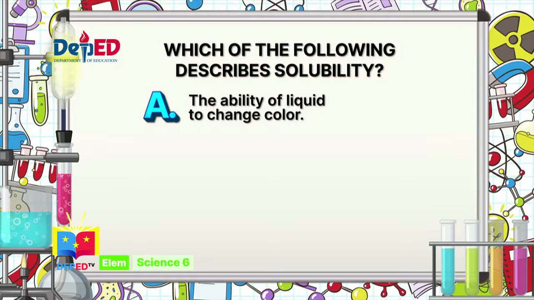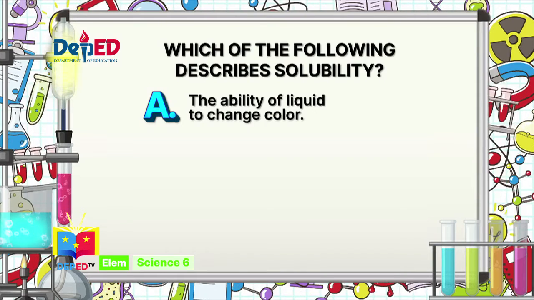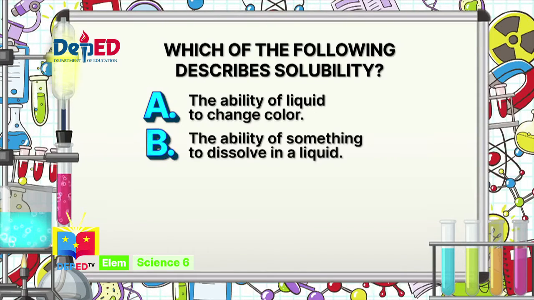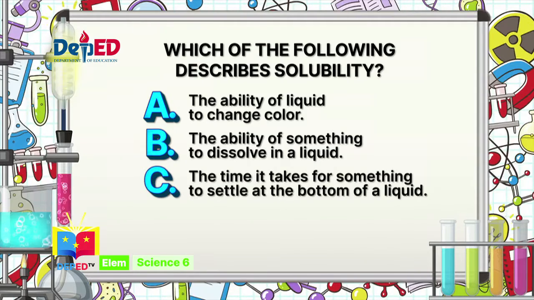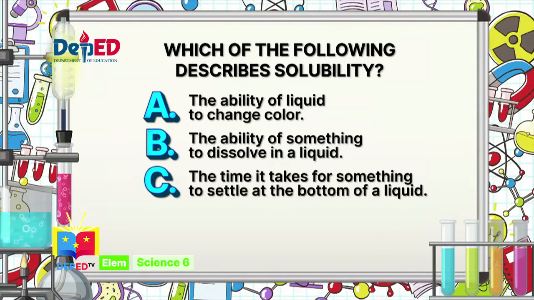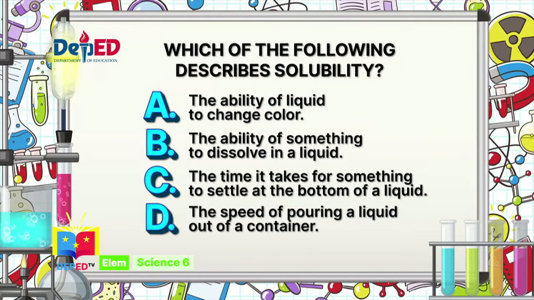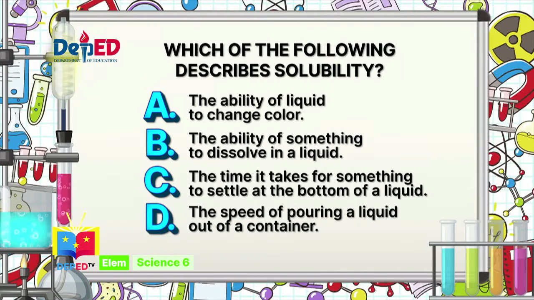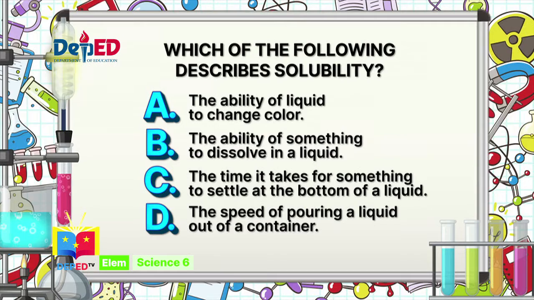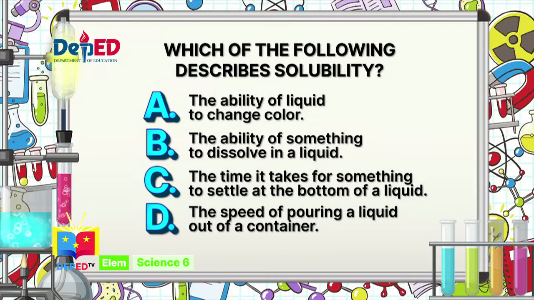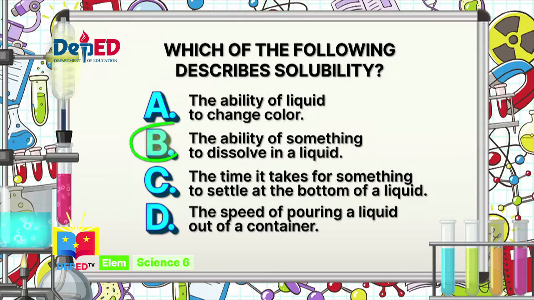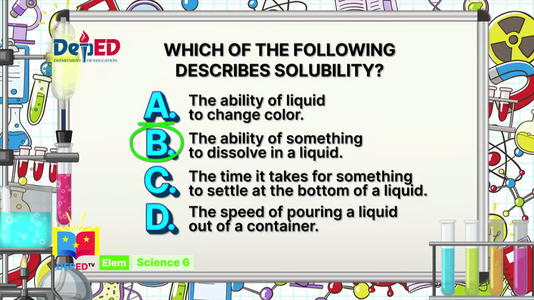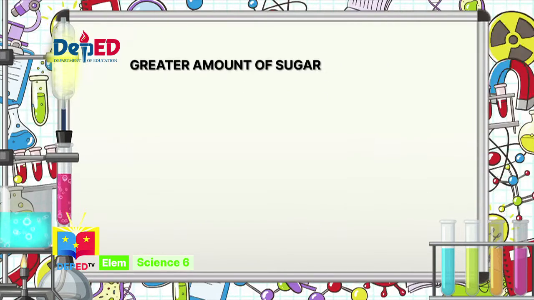Number 2. Which of the following describes solubility? A. The ability of liquid to change color. B. The ability of something to dissolve in a liquid. C. The time it takes for something to settle at the bottom of a liquid. Or D. The speed of pouring a liquid out of a container. The correct answer is B. The ability of something to dissolve in a liquid.